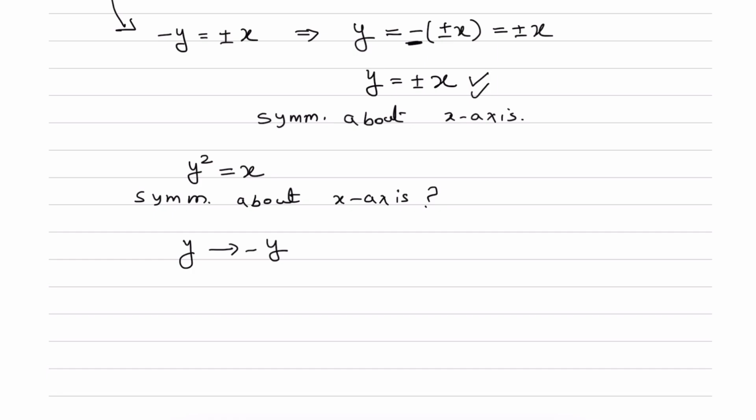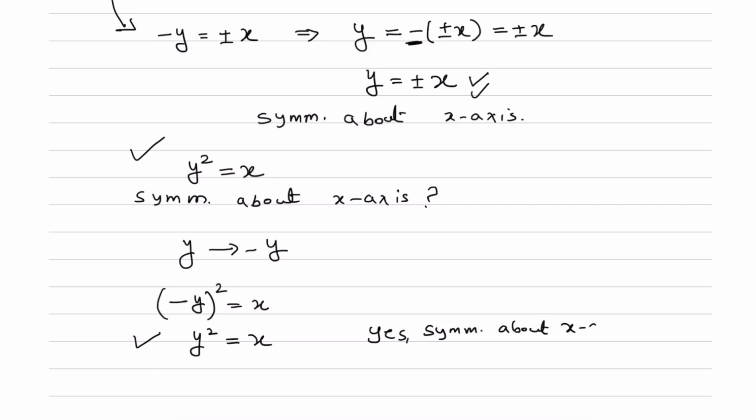So here in this example, for y square equal to x, we are checking the symmetry about x-axis. So we have replaced y with minus y. Let's do that. Minus y whole square equal to x gives us y square equal to x. So we started with this graph, we got back the same graph. So we will say that yes, it is symmetric about x-axis.